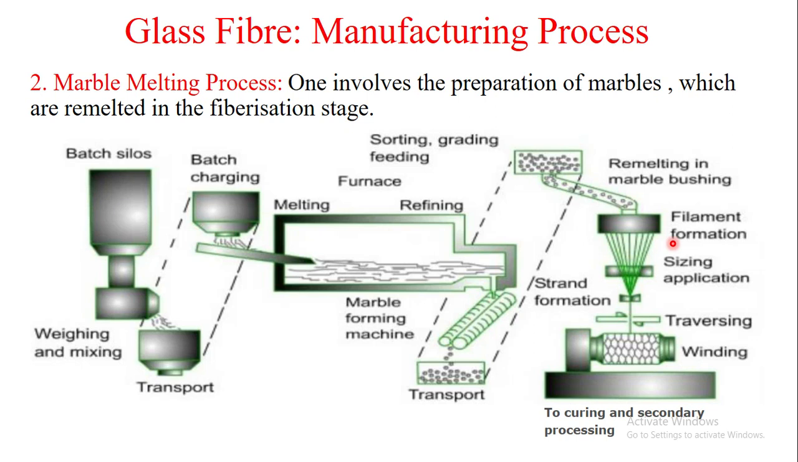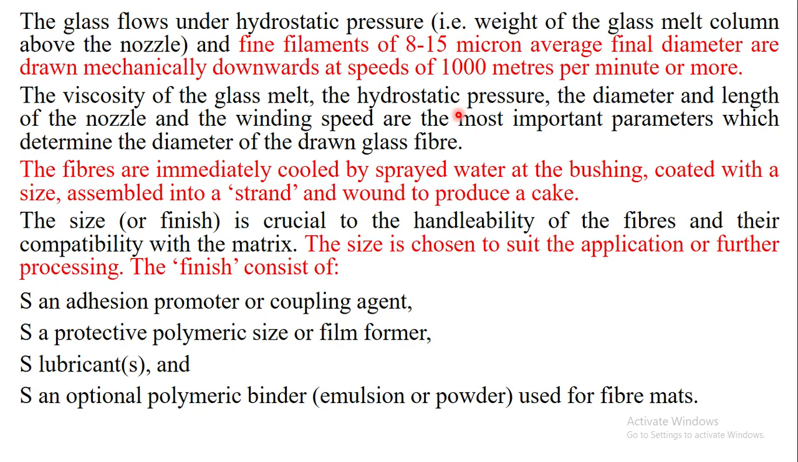The marble melting process is almost similar to direct melting, except it is remelted. The glass flows under hydrostatic pressure, or the weight of the glass melt column above the nozzles, and fine filaments of 15 micron average final diameter are drawn mechanically downwards at a speed of 1000 meters per minute or more. The process should be done.